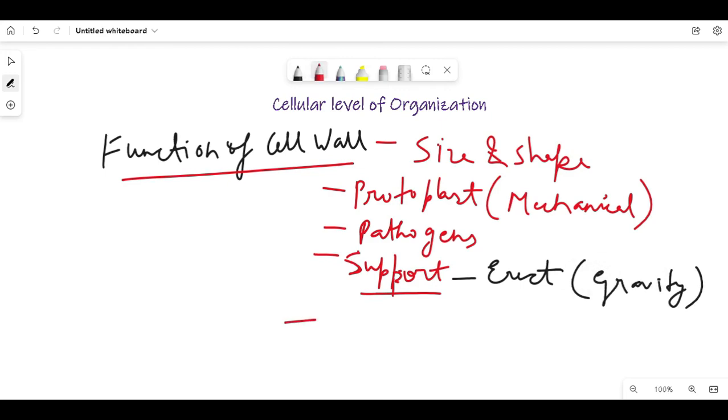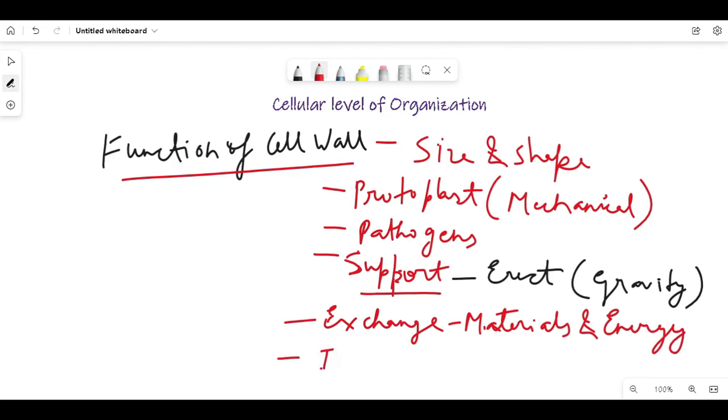And it also regulates the exchange of materials and energy into the cell and out of the cell.